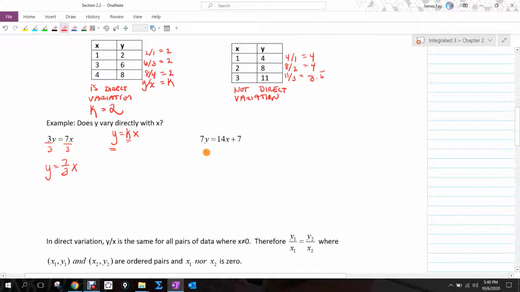Now in this one, my y is already by itself, or at least isolated. I've got to get that 7 on the other side, so I divide everything by 7 here.